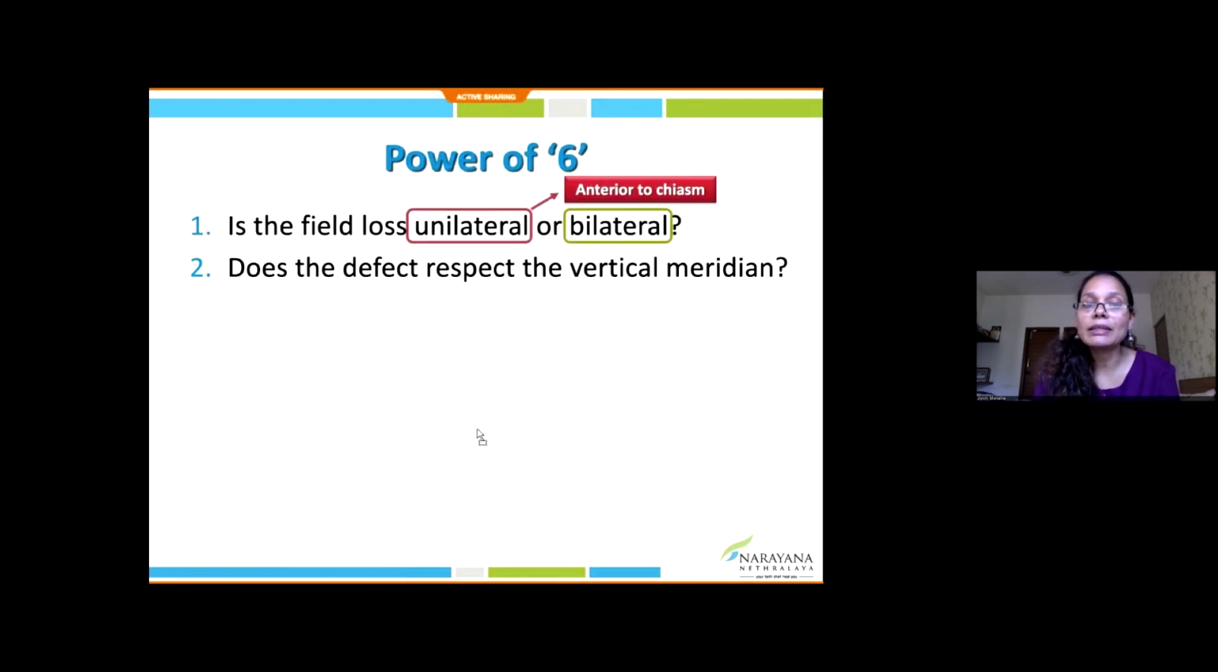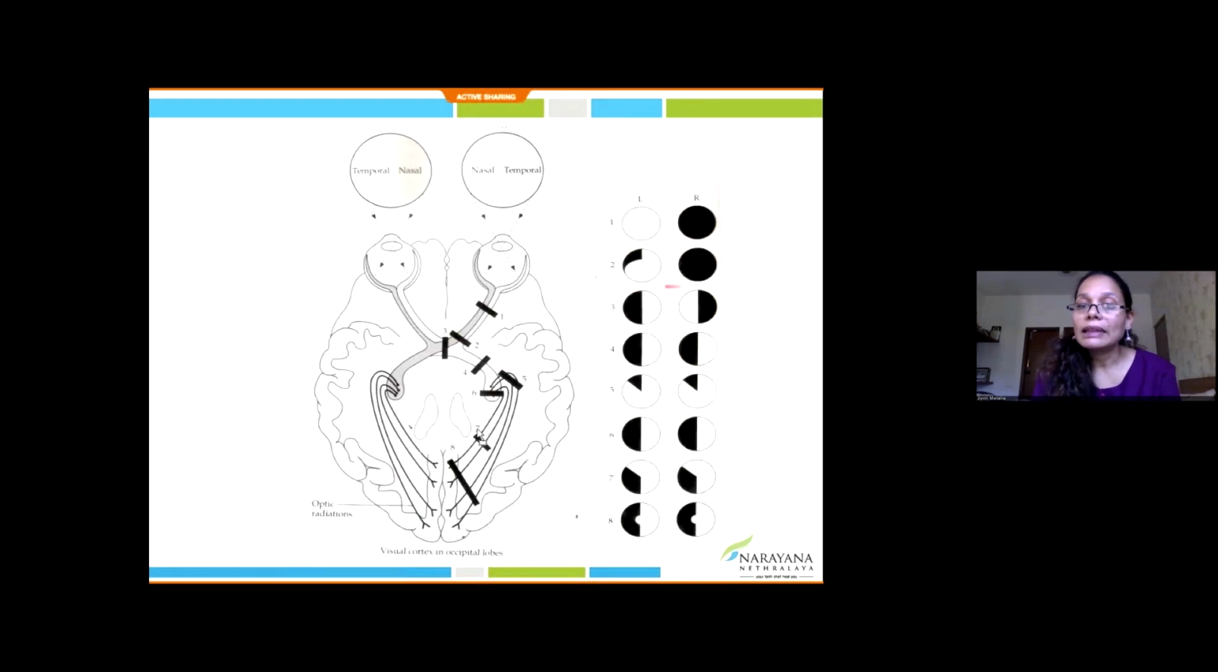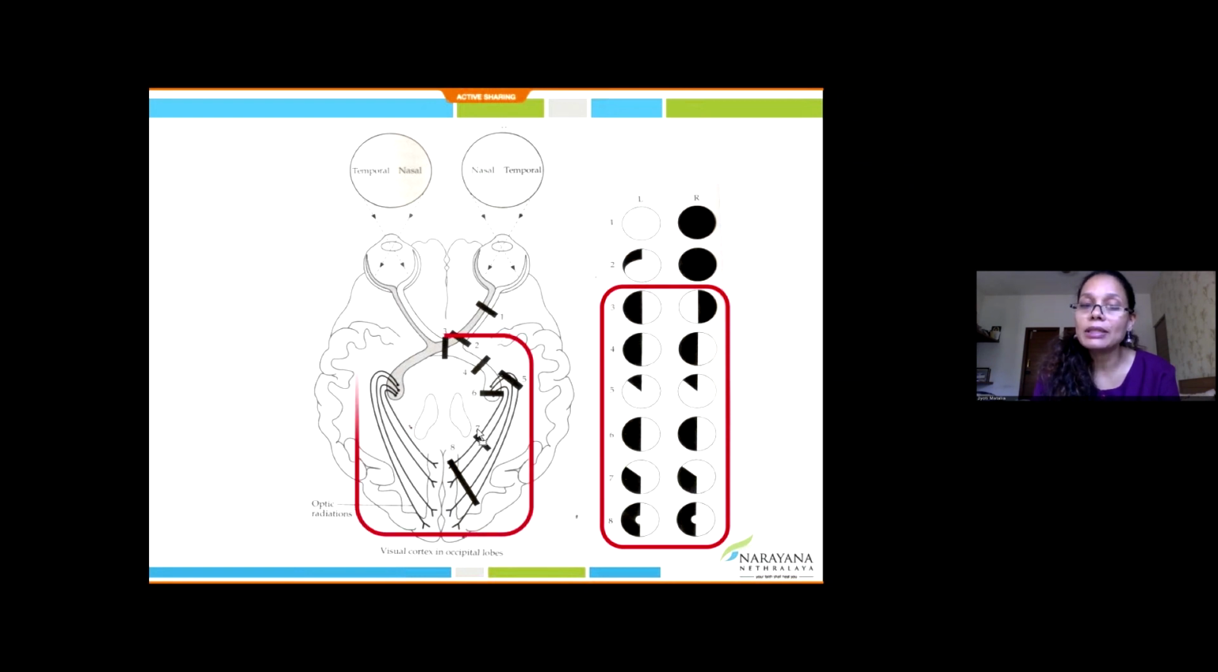Now, second question is, does the defect respect the vertical meridian? If it does, it's a chiasmal or posterior chiasmal lesion. Let's look at a diagram again. These are the defects only from 3 to 8 which are respecting the vertical meridian. And if they do so, look at lesions from number 3 to number 8. And if you see numbers 1 and 2, these are involving the entire eye. They do cross the midline. They go on to the other side. So these will be lesions anterior to the chiasma.